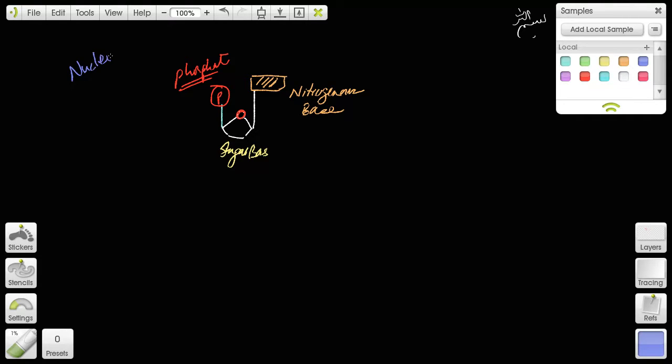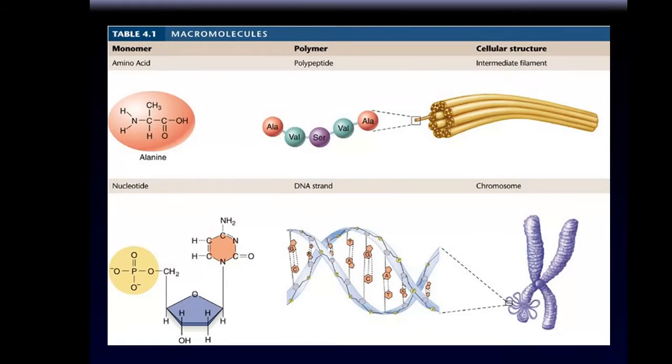Now look. They have 3 parts. Number 1, they have a sugar base. Number 2, they have a nitrogenous base. And thirdly, they have a phosphate group. Now, looking over here, this is a sugar base. Recognize that this is a 5-ring sugar, okay? And here's the nitrogenous base. Why is it called a nitrogenous base? Well, because it's got a lot of nitrogen in it.